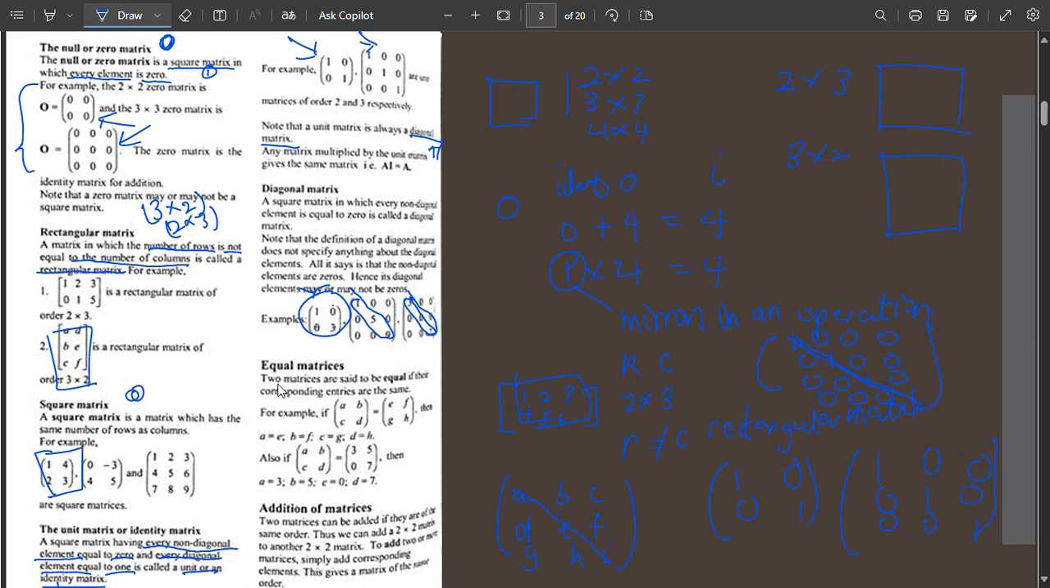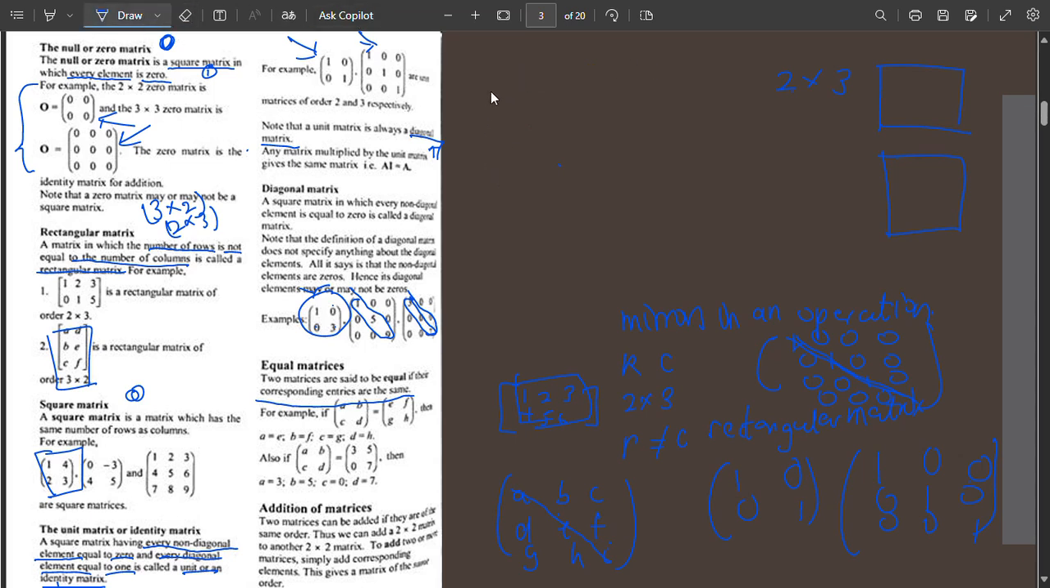And then we have equal matrices. Two matrices are said to be equal if the elements they have at the same entries correspond, right? So if their corresponding entries are the same. What do we mean by corresponding entries? When we compare matrices, entries that are at the same position are said to be corresponding.